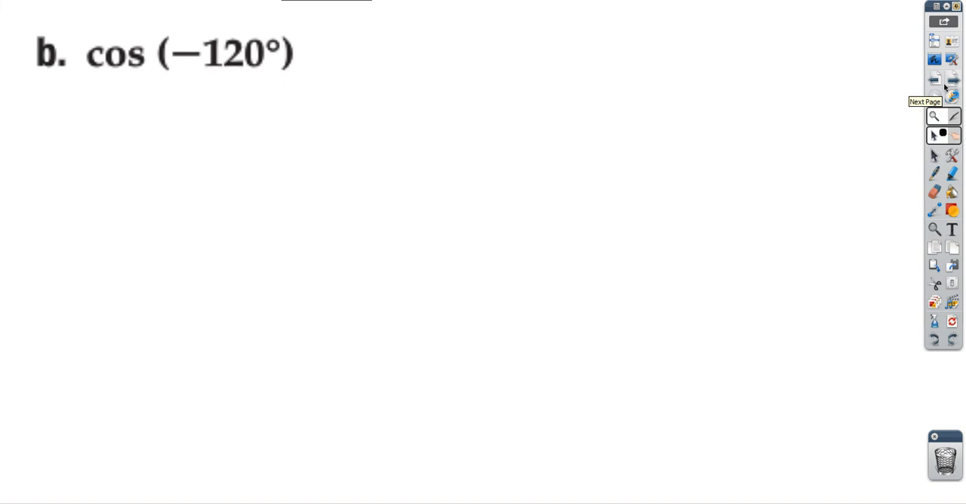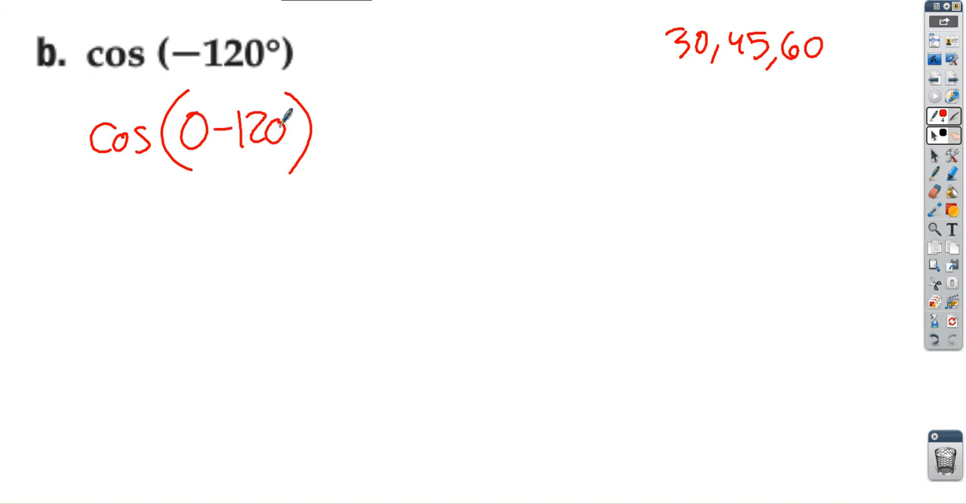Alright, cosine of negative 120. So there's several ways we could do this. Again, here's our three main angles here. And a couple ways we can do this. I would recommend writing it as the cosine of 0 minus 120, because it's not necessarily easy to make 120 using those numbers. It's not obvious. You could write it as 0 minus 120 though.